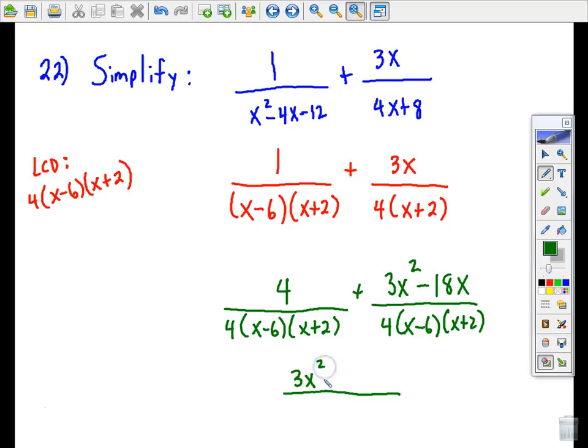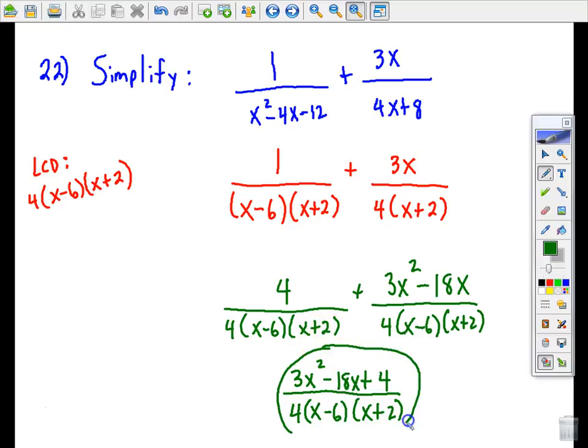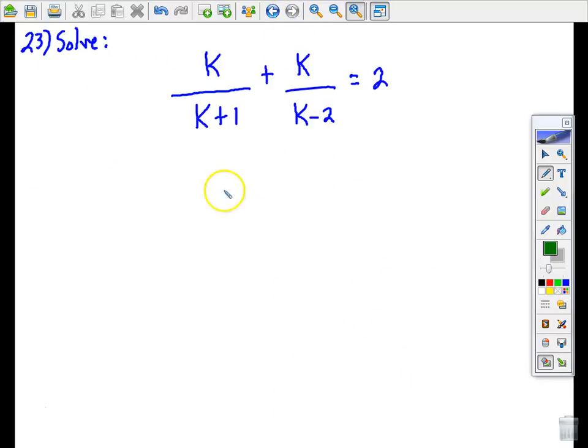3x squared minus 18x plus 4 over the common denominator of 4 times x minus 6 times x plus 2. And if we could factor this numerator, we would, but there is no way to factor it. There's no GCF, and there are no factors of 12x squared that add up to negative 18x. So this is it. This is my answer for number 22. And we just have one more.